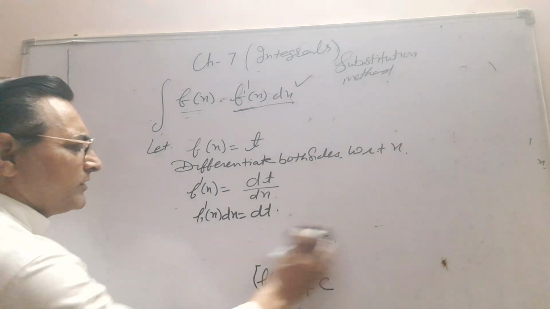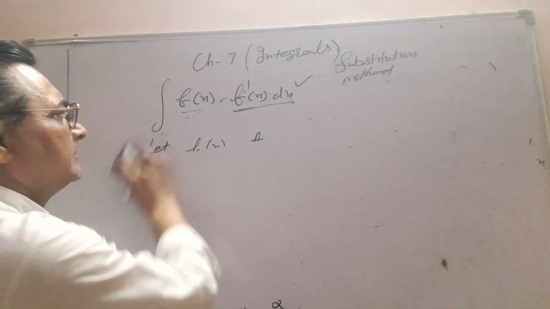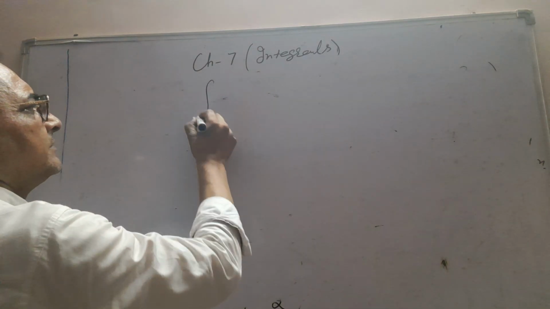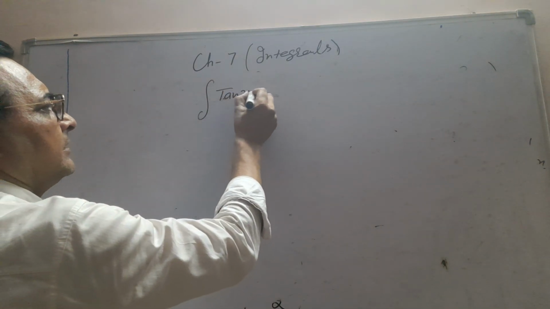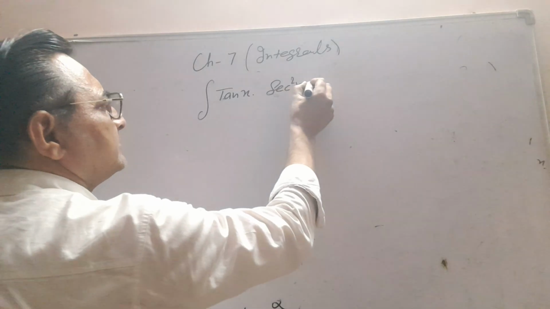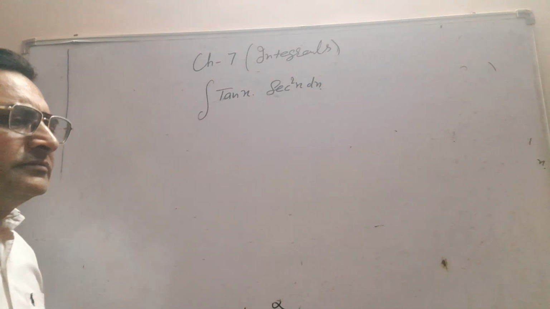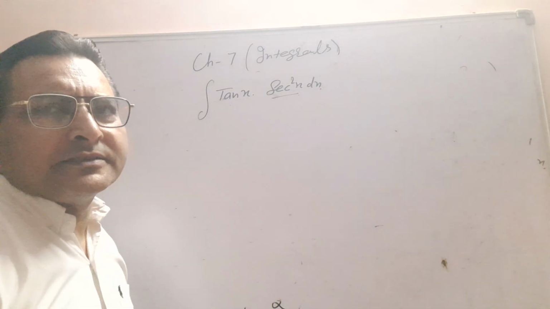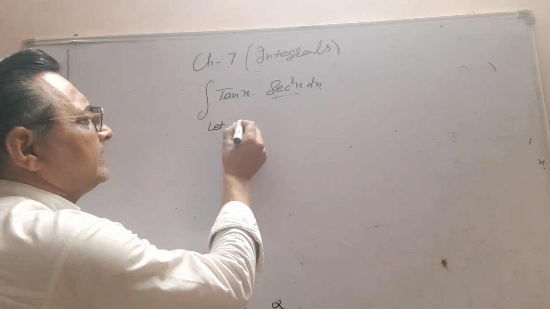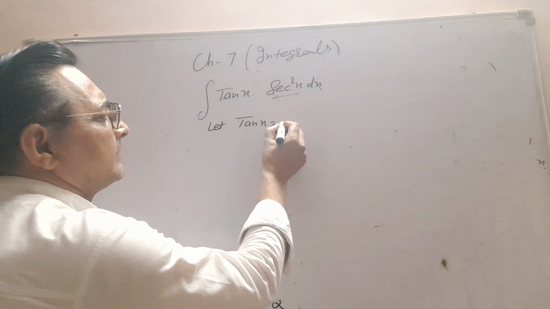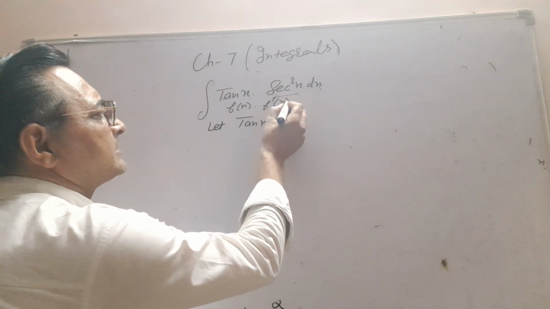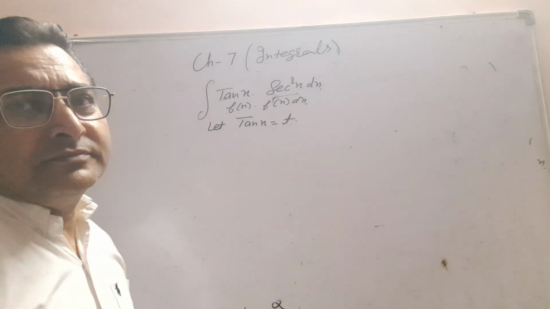Now if the question is 10x into secant square x, look here: whose derivative is secant square x? Secant square x is the derivative of 10x. So I will put there, let 10x is equal to t. This is f(x) and this is f dash x. It is of the same form.